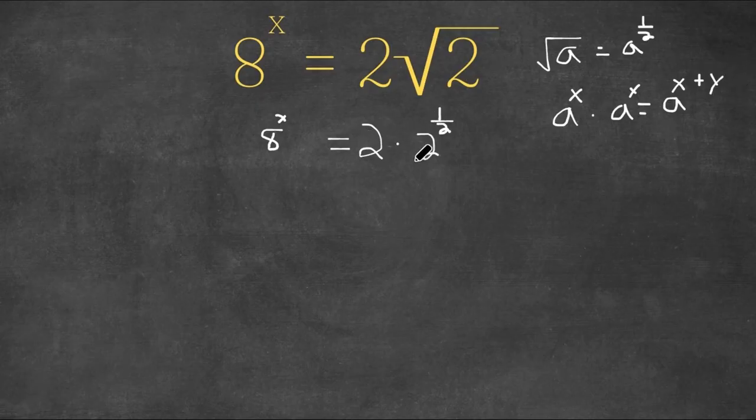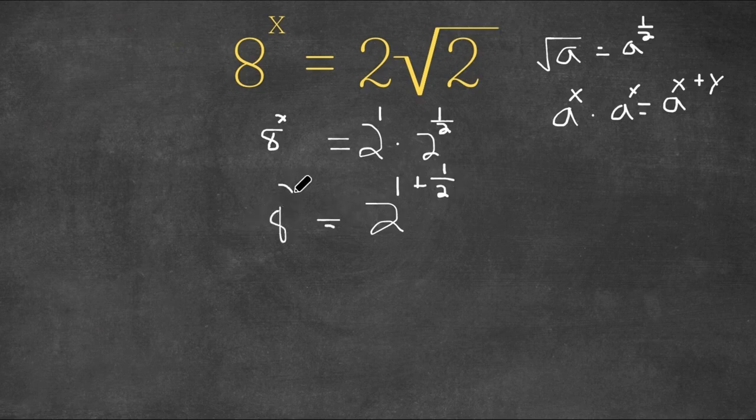Knowing that, 2 times 2 to the power of 1/2 is the same thing as 2 to the power of 1, times 2 to the power of 1/2, so this is 2 to the power of 1 plus 1/2. And this is equal to 8 to the power of x. Now, 1 plus 1/2 is 3 over 2. So this is 2 to the power of 3 over 2, and this equals 8 to the power of x. We actually can't simplify this side anymore.